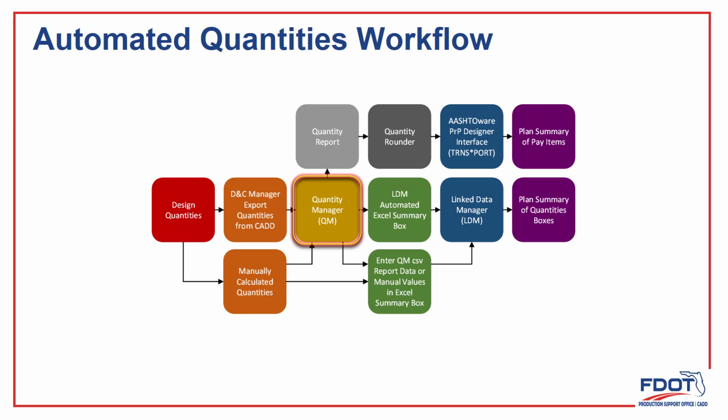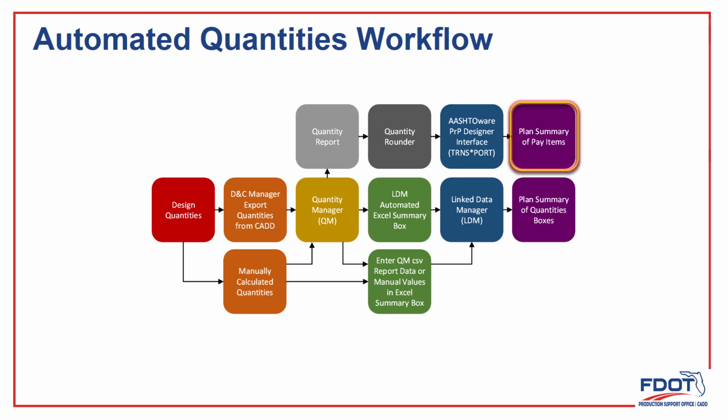The Quantity Manager database is also used to export quantity data into Ashtaware Project Preconstruction's Designer Interface. The data is exported into a report in XML format, which is compatible with the Ashtaware tools. Before importing to Designer Interface, though, the data must be processed through the Quantity Rounder tool provided in the FDOT toolbar. This ensures that the quantity data is all rounded to the correct precision indicated in the Basis of Estimates Manual. The data is then imported into Designer Interface as required in the FDOT Design Manual.